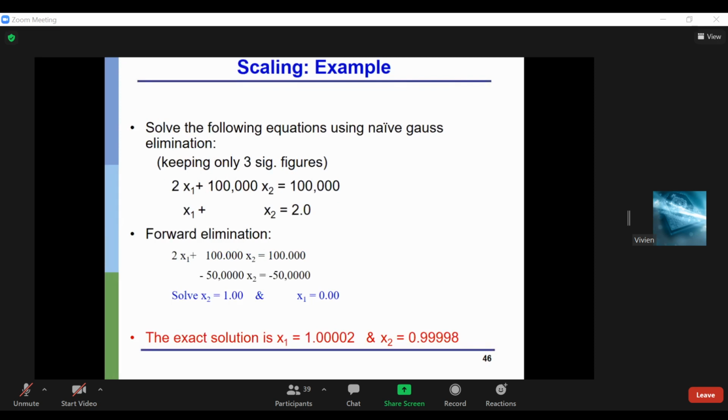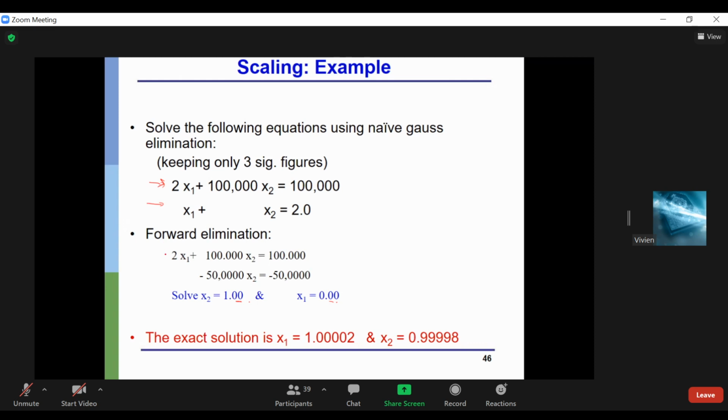Next improvement is doing scaling. For example, here we keep only 3 significant figures. So that means 2 decimal numbers, 2 numbers after the decimal point. Say we have 2 equations like this one, in which you can see the magnitude of the coefficient here is very different. One is 2, the other is 1,000, hundreds of thousands. So we see here that very large difference.